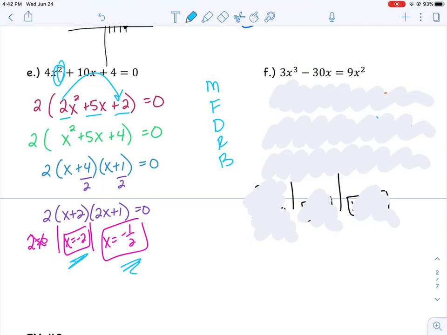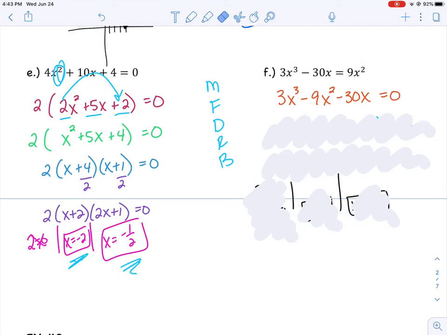All right, look at F. Is it in order, all to the same side? Ooh, let's move that 9x squared over and let's put it in order first. So I'm going to subtract 9x squared to both sides, write it in order, and I end up getting a polynomial of 3x cubed minus 9x squared minus 30x equal to 0.